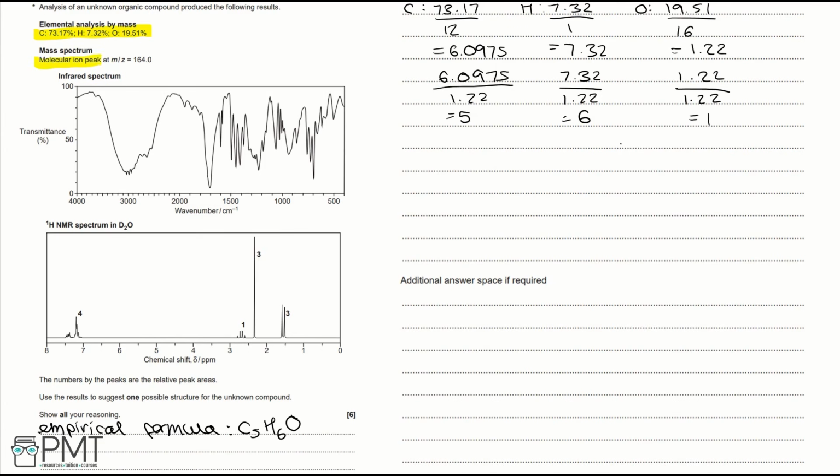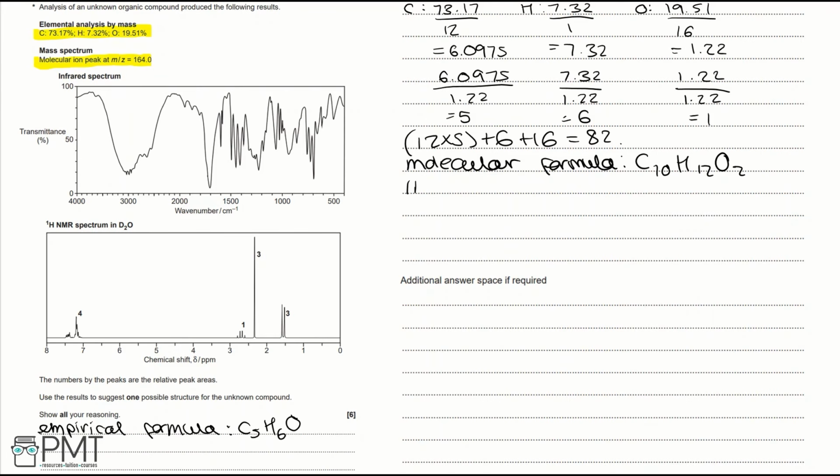Now we need to work out the molecular formula. We do this using our mass spectrum data. So firstly, we need to work out the relative formula mass of our empirical formula. So that would be 12 times 5 plus 6 plus 16, and that equals 82. But we're told that the molecular ion peak is at 164. So that would make our molecular formula twice our empirical formula. So we need to multiply by 2, and that would equal C10H12O2.